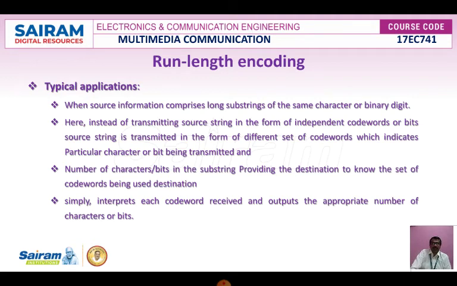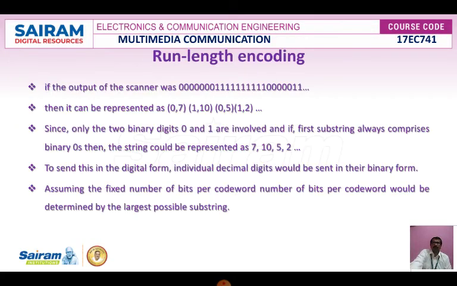In many instances, when scanning a typed document, the scanner produces long substrings, which consist of either zeros or ones of the binary number. Instead of transmitting all the binary numbers or all the strings, the code word is converted into zeros and ones, so each indicates the bit, 0 or 1, and the number of bits in the substring.